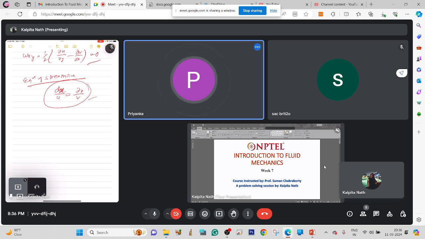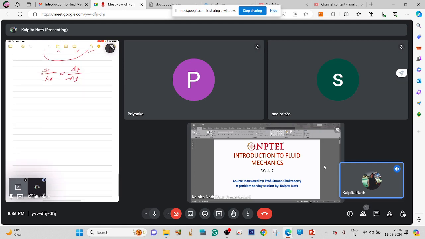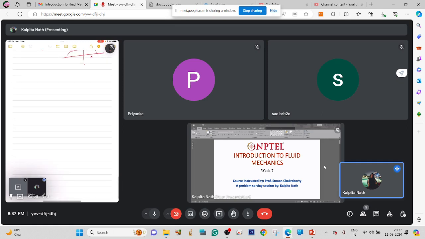xy is equal to k, correct. So simple. So this is dx upon ax is equal to dy upon minus ay. So if we integrate it, this will come out as xy is equal to k. That means the rectangular hyperbola. That means the profile will be like this. If this is y, this is x, this is the direction of motion. Okay, so let's proceed to the derivation of the Bernoulli equation.